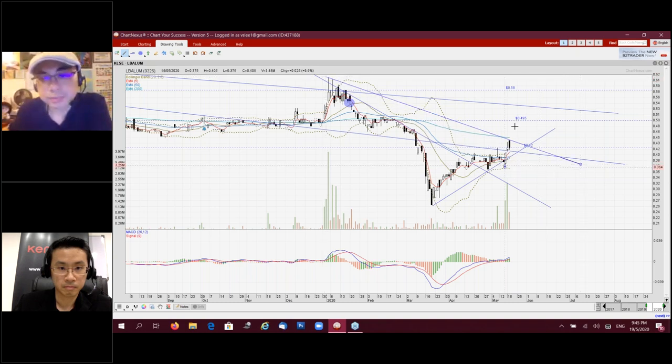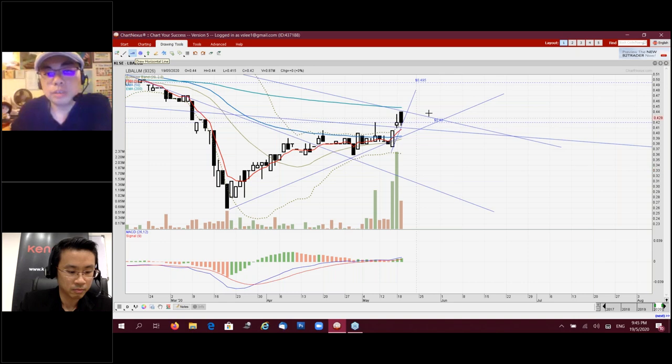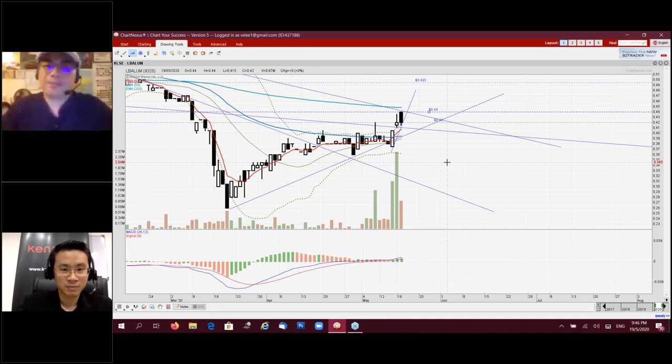Okay, let's take a look here. If your trade tomorrow, I would say this is still potential. Okay, this counter is still potential. If this counter tomorrow you see 44 cents and above, then hallelujah, this one will go up. By the way, this counter looks not bad.